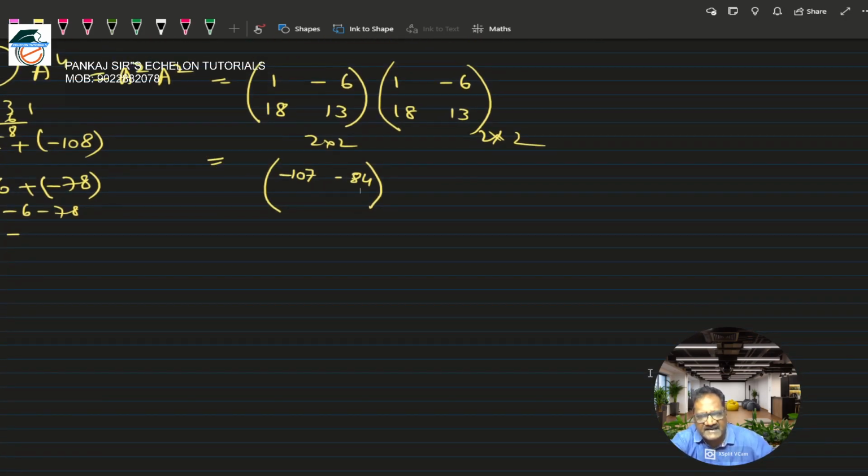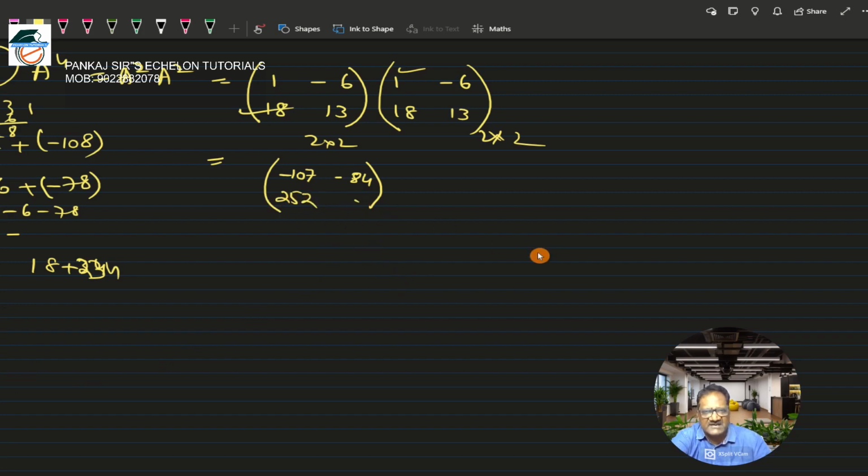Next is second row and the first column. So 18 into 1 will be 18 plus 13 into 18. Now 13 into 18 is how much? Let us do that. 8 3s are 24, 2 carried, 8 1s are 8, 10 plus 2 is 10... the product comes to 234, and to 234 we'll have to add 18. So 8 plus 4 is 12, 1 carried, 3 plus 1 is 4, 2 5. So here I'll get 252.